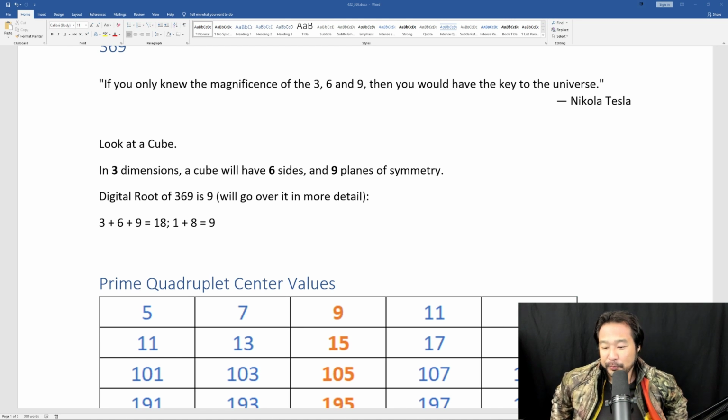And the cube is very big in the esoteric world because of the black cube of Saturn, the sun that they refer to is Saturn.